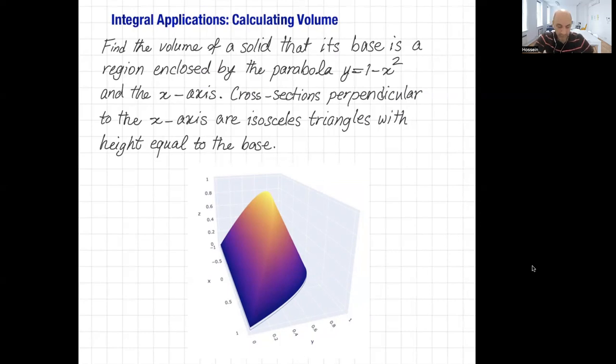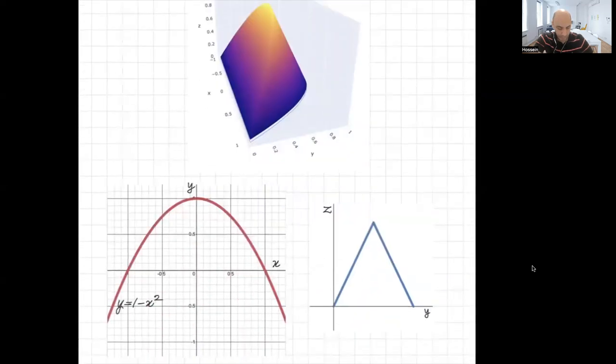I also have 2D graphs showing the base and the cross section. On the left side, in red, you see the parabola. The equation is given, y equals 1 minus x squared, and it's on the xy plane. And then the cross section perpendicular to the x-axis, which means if we cut a cross section perpendicular to the x-axis, is going to look like the shape on the right side.